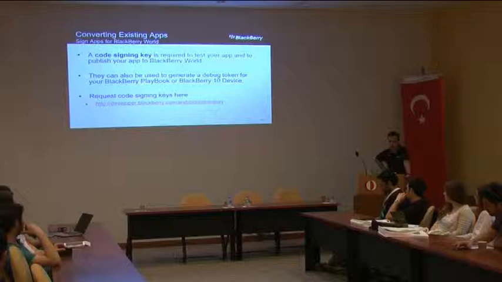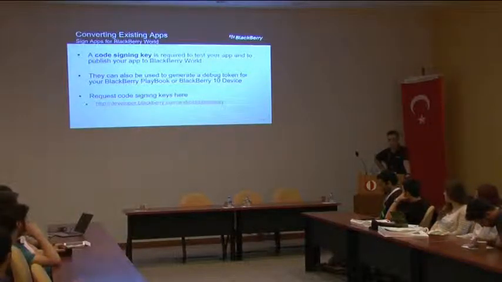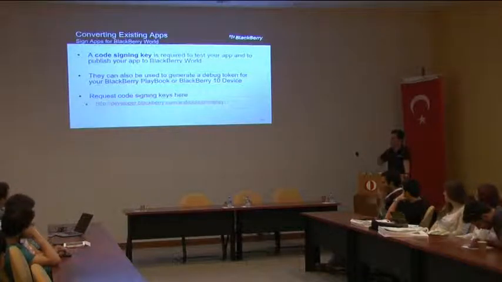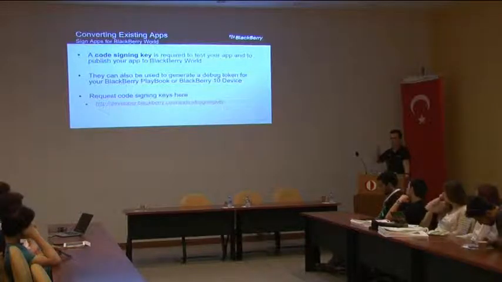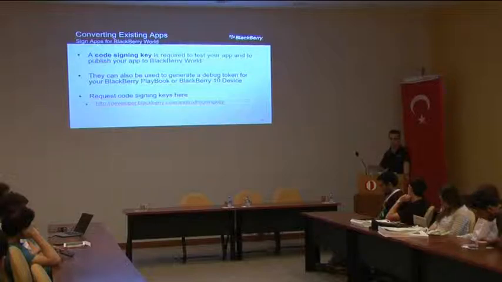Let's say that you have your APK, you converted the APK to a BAR file, you have your app ready. Before publishing to BlackBerry World, you have to sign your app. At that link, you can request your signing keys. After 1 or 2 hours, you will receive 2 files. From these 2 files you create your digital signature that you have to use before publishing. After you sign your app, it's ready, you go to BlackBerry World, you publish it.